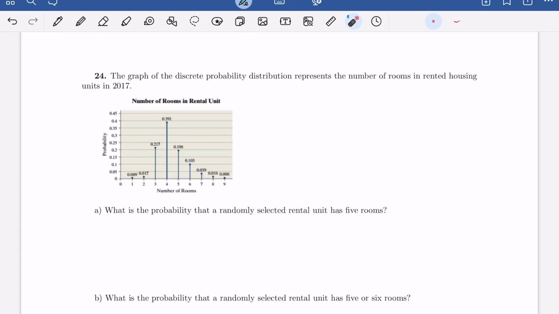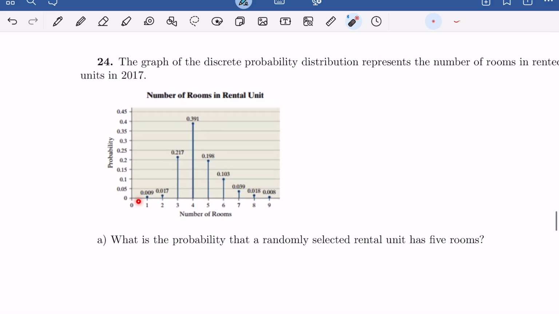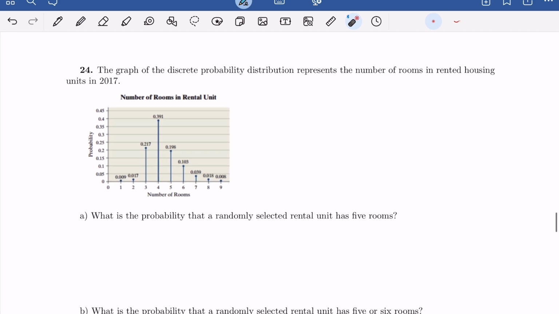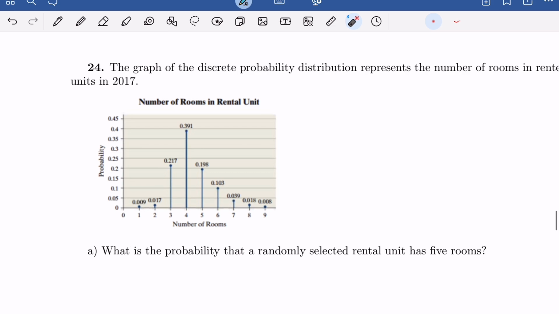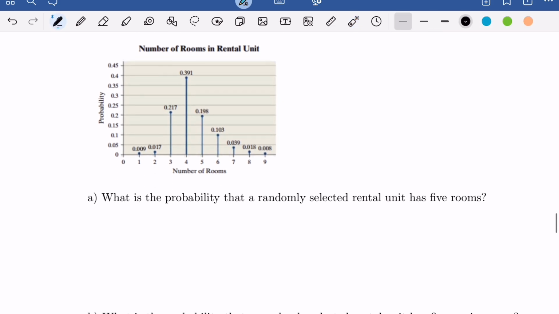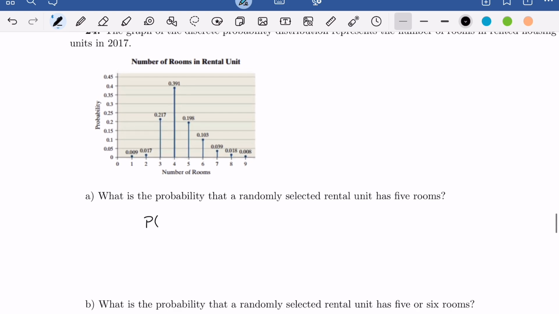All right, so this brings us to our next question. For 24 here, the graph of the discrete probability distribution represents the number of rooms in rented housing units in 2017. So we have our number of rooms along our horizontal axis and the probability on our vertical axis here. So for part A, what is the probability that a randomly selected rental unit has 5 rooms? So we're just going to look at this graph here. Looking at the number of rooms being 5 here, we get 0.198. So the probability that a randomly selected rental unit has 5 rooms is given by 0.198.